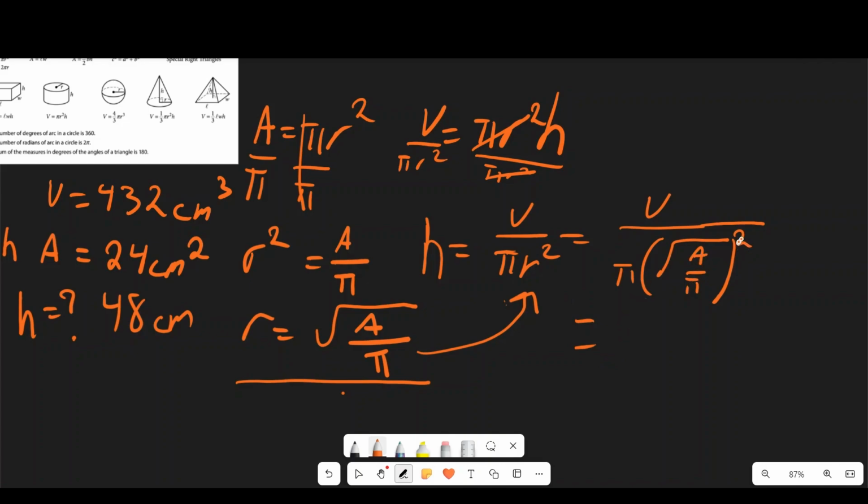Well, we can simplify it. So square root and the square cancel out. There's a pi in the numerator and a pi in the denominator. So that would simplify to 1. And then we get v over a, right? So then h is equal to v over a.